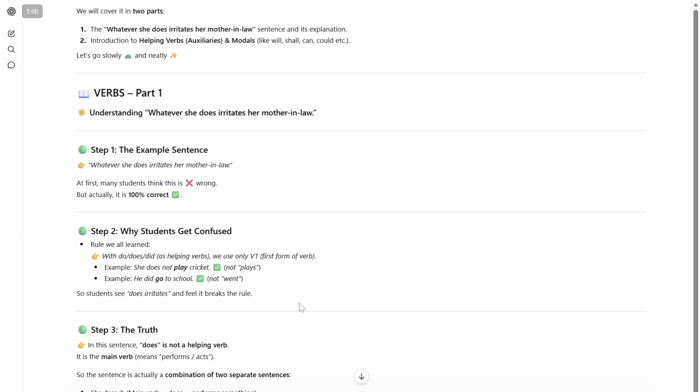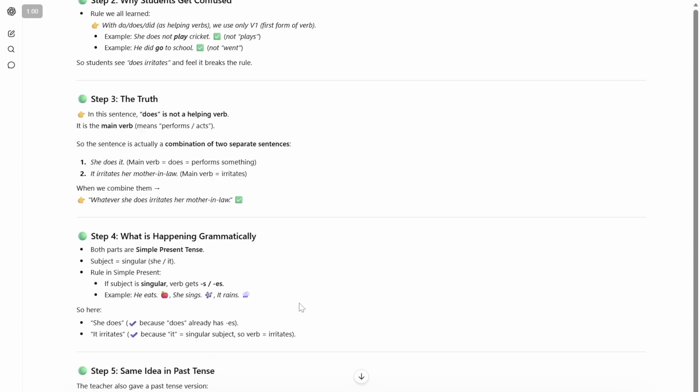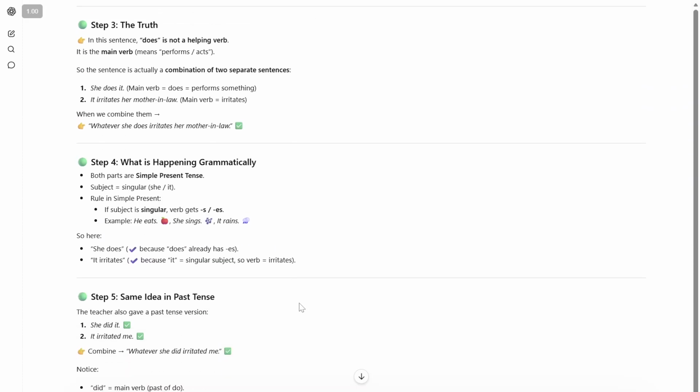Step 3. The truth. In this sentence, does is not a helping verb. It is the main verb, meaning performs, acts. So the sentence is actually a combination of two separate sentences. 1. She does it. Main verb equals does, perform something. 2. It irritates her mother-in-law. Main verb equals irritates. When we combine them, whatever she does irritates her mother-in-law.